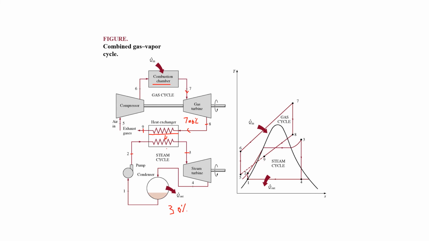So for example, this cycle gave 60% efficiency, and the Q out, for example, was about, let's say, 100 kilojoules per second. Now if you can utilize 30% of that 100 kilojoules, then that means that you are only wasting 70 kilojoules instead of the 100 you would have to waste.